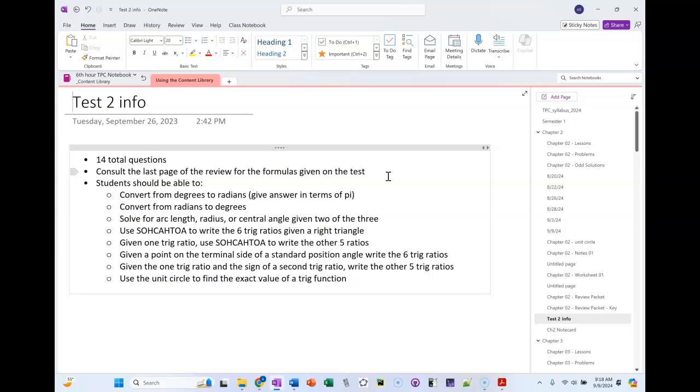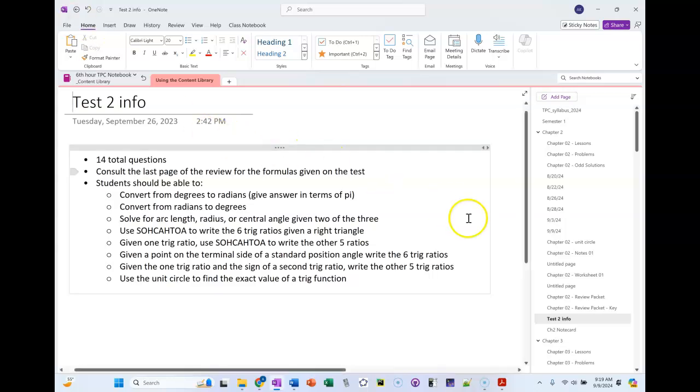Be able to use SOHCAHTOA to write the 6 trig ratios, given a right triangle. Given 1 trig ratio, use SOHCAHTOA to write the other 5. Given a point on the terminal side of a standard position angle, write the 6 trig ratios. Given 1 trig ratio and the sign of a second trig ratio, write the other 5, and then use the unit circle to find exact values of trig functions.